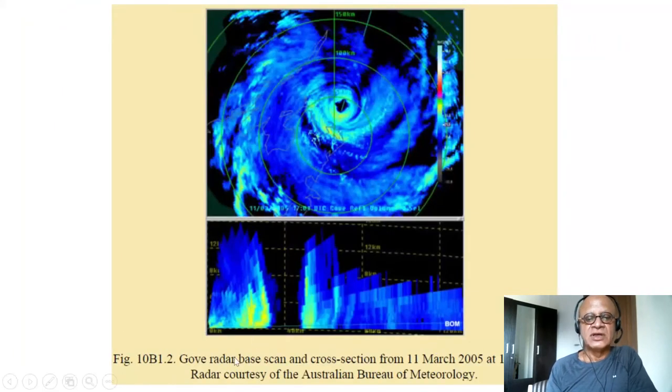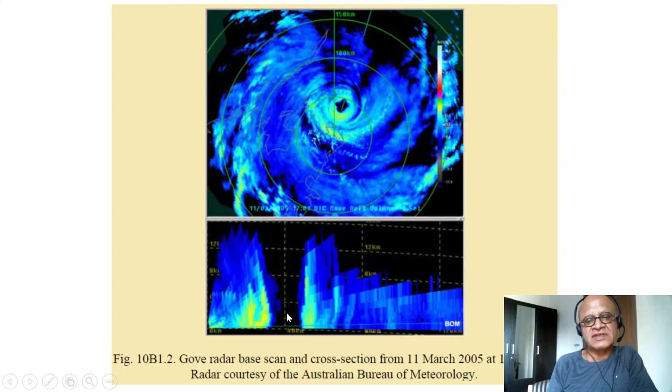Here is the radar base scan and cross sections, and again you see a clear eye formation and bands of rain that we will learn about more. So you need to bring moisture in to feed these bands to form convection, and the strongest convection happens around the eye wall, which you can see here.